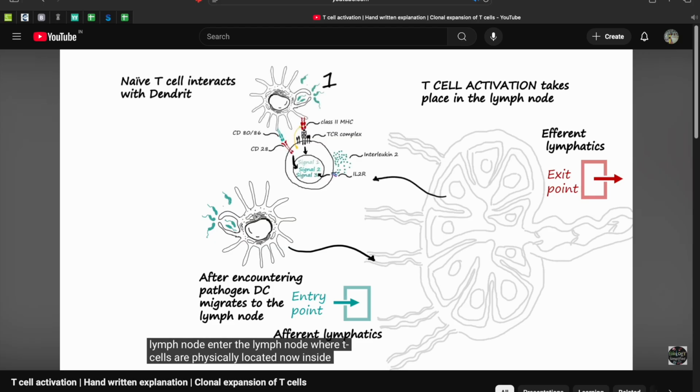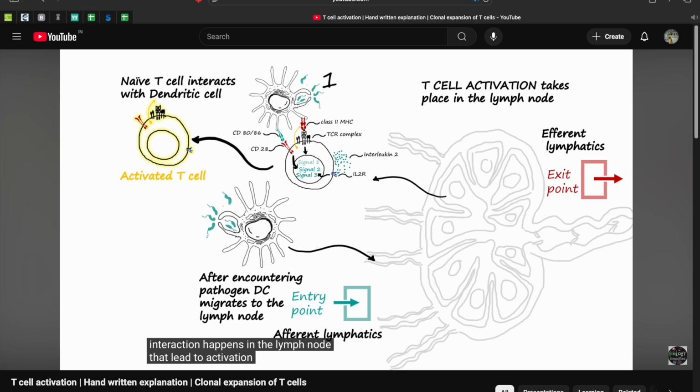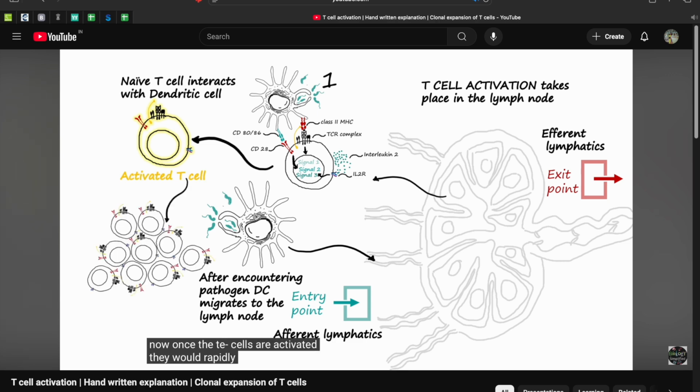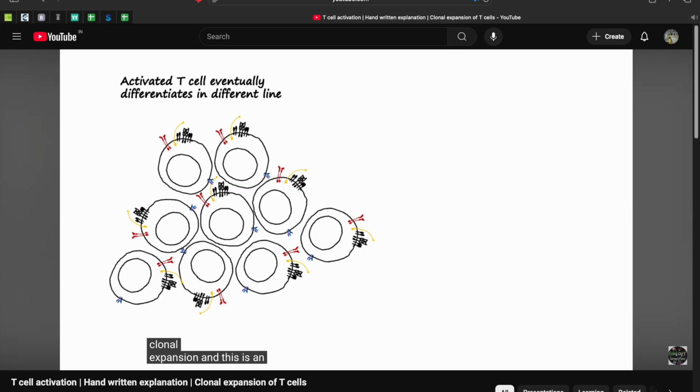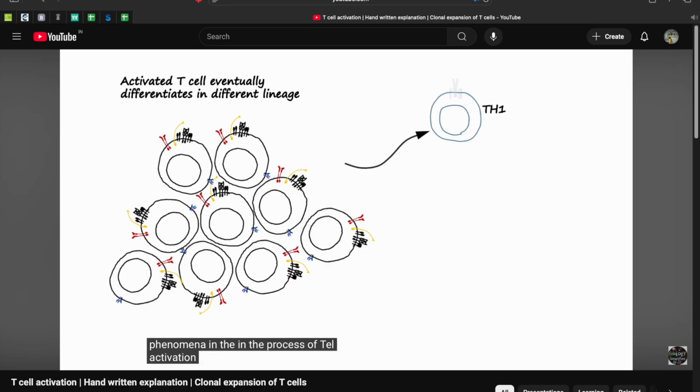Now inside the lymph node, there are dedicated areas for T cells and B cells. Naive T cell and dendritic cell interaction happens in the lymph node. That leads to activation of the T cells. Now once the T cells are activated, they rapidly proliferate and divide and increase their number. So they clonally expand. This is known as clonal expansion, and this is an important phenomenon in the process of T cell activation.